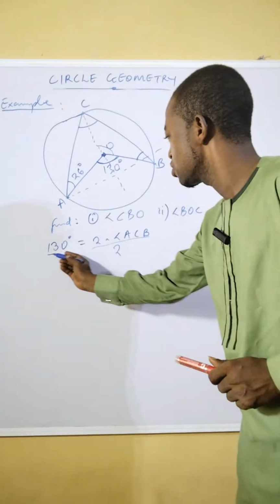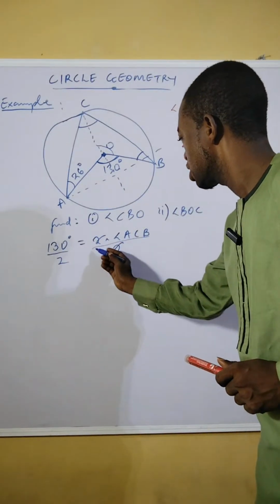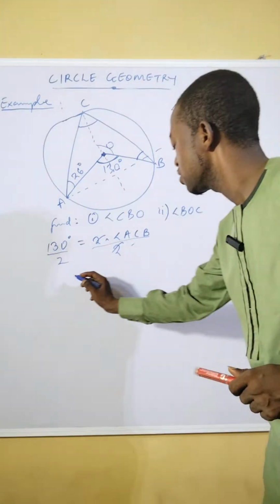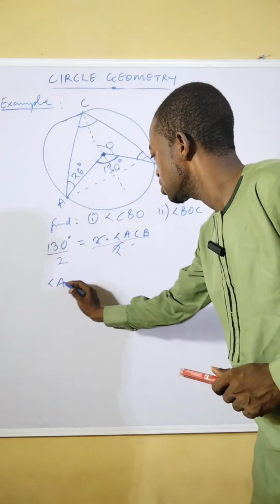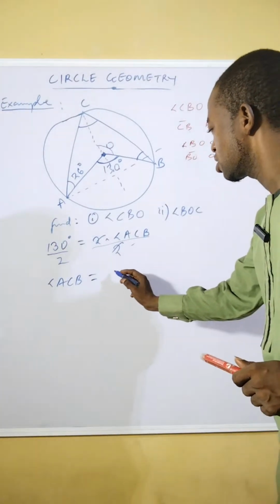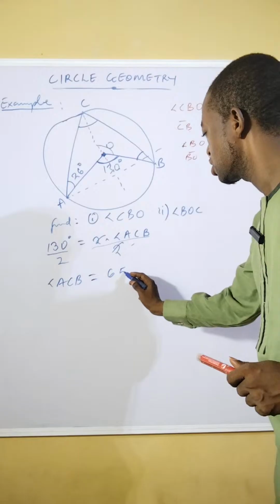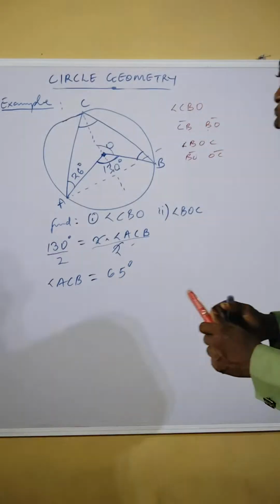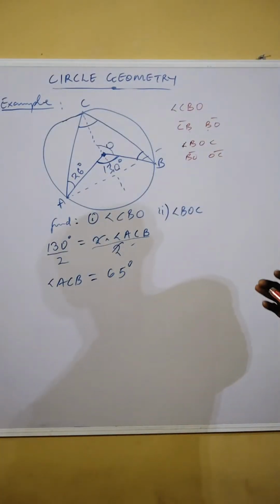Also divide this side by 2. That these two cancel each other here. We have angle ACB left. So we can say that angle ACB is equal to 130 over 2, which is 65 degrees, right? Now, let's keep this first.